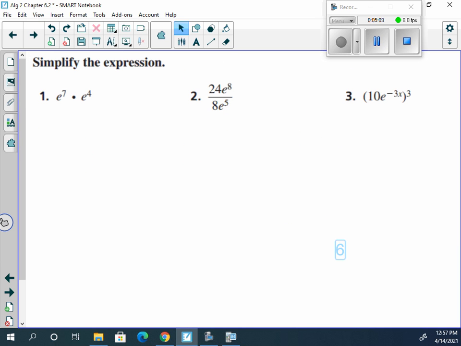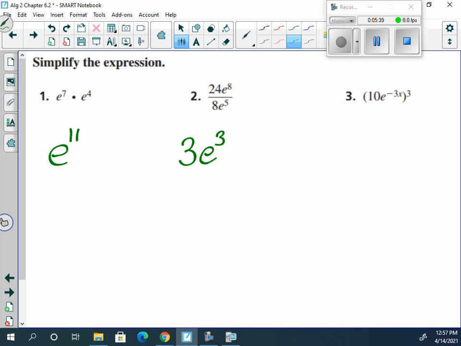Yes? Okay. How about this next one here? e to the 7th times e to the 4th. It would be e to the 11th because we can add those exponents. How about the second one here? 24 divided by 8 is? e to the 3rd, because e to the 8th, so 8 minus 5 is 3. Any questions on any of these here?